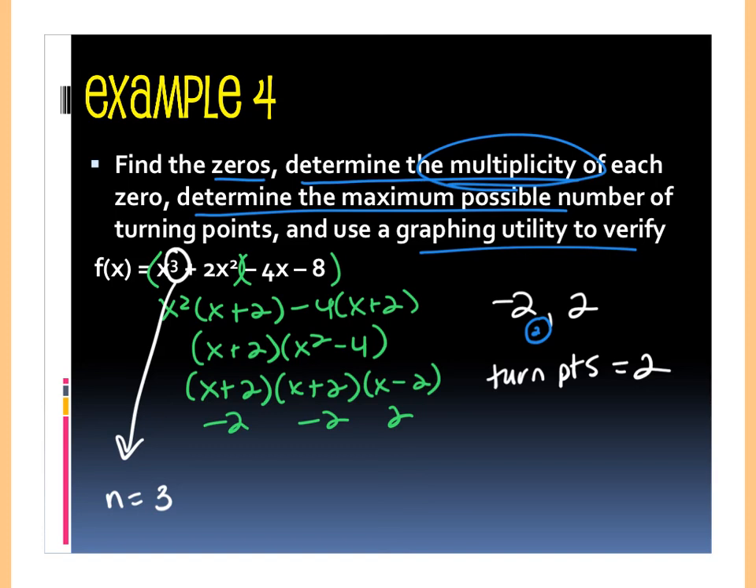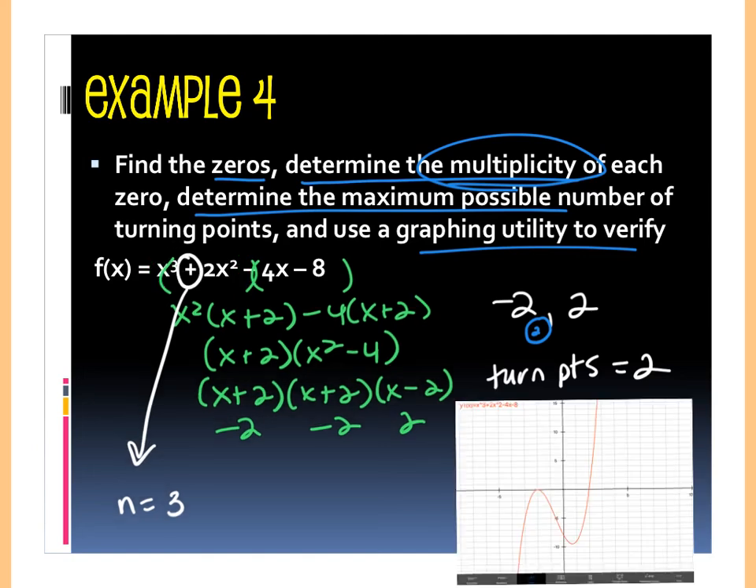And if I graph this on a graphing utility, that's what it looks like. So notice I've got zeros at negative 2 and positive 2. It bounces off negative 2. It crosses through 2 because of my multiplicity. And there's 1 turn point, 2 turn points, 2 max turn points.